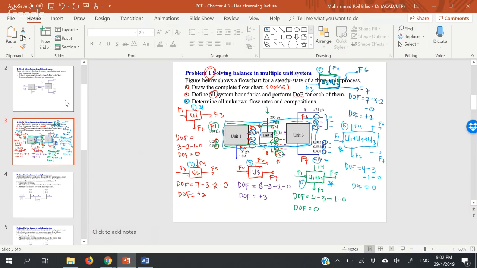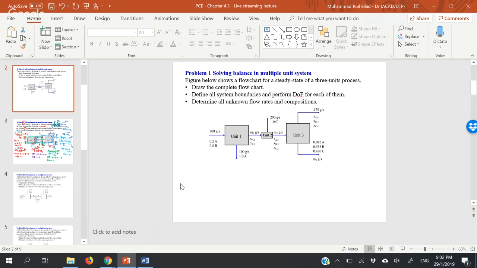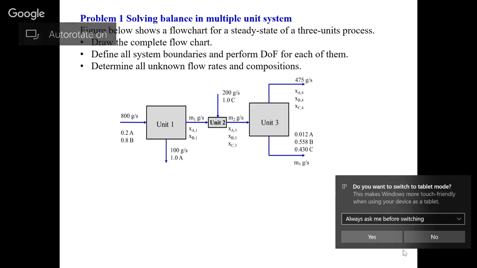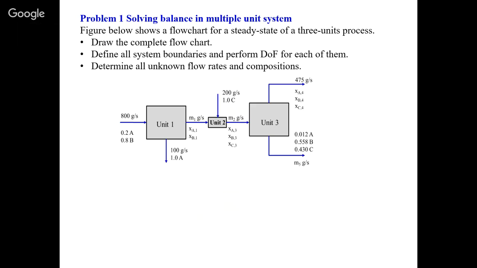Okay. Next one. Before we do the calculation for this one. Okay. So next one is, let's do the calculation for this problem. So how we do it? We know that unit 1 has degree of freedom equal to 0. So we can start calculating from unit number one. So you can do many balance in unit number one.